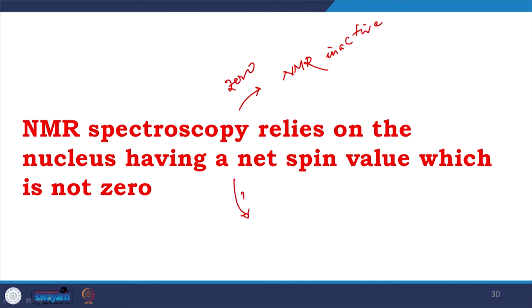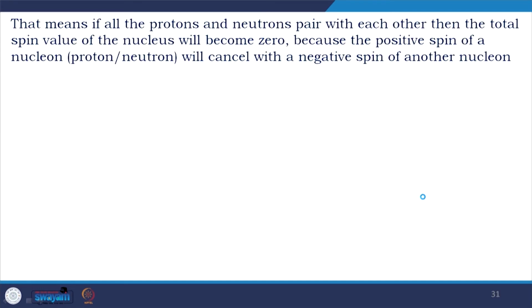If it is non-zero, then it is NMR active. Easy to remember, but very critical to remember. That means, if all the protons and neutrons pair with each other, then the total spin value of the nucleus will become 0, because the positive spin of a nucleon will cancel with the negative spin of another nucleon.